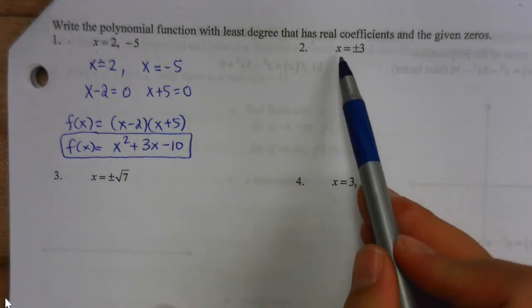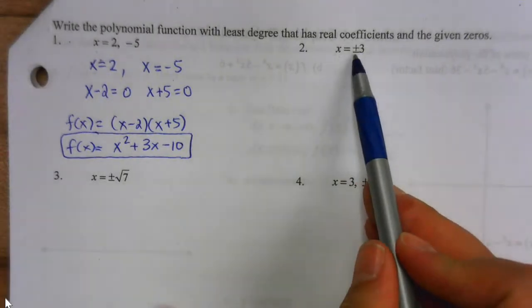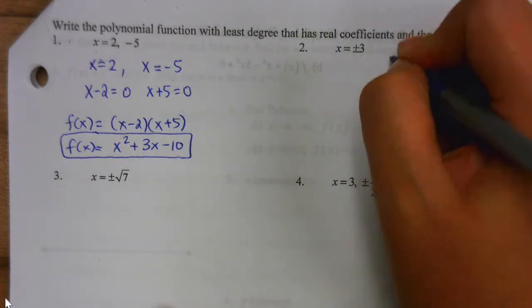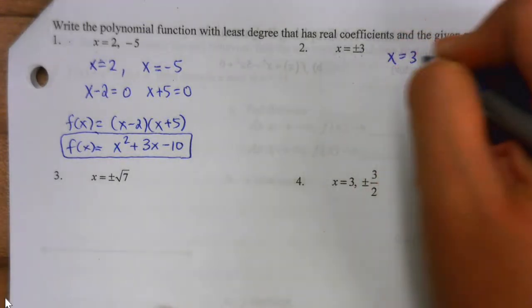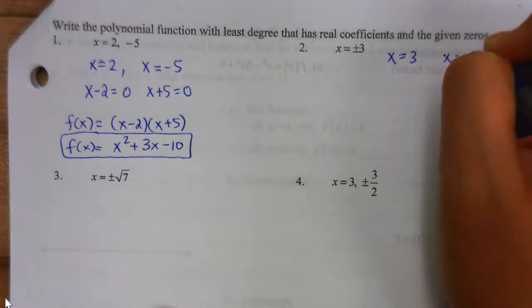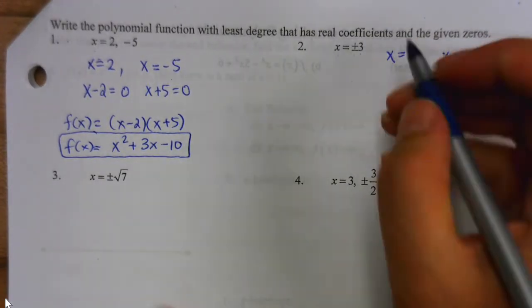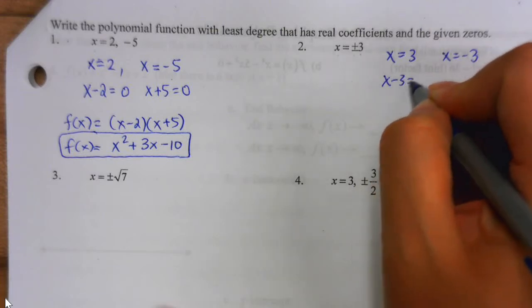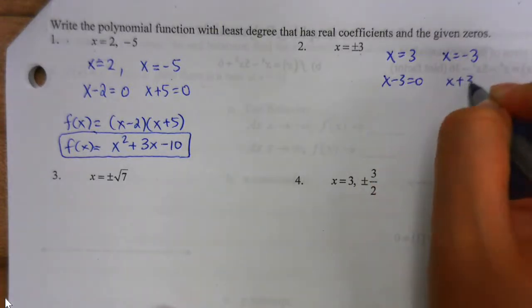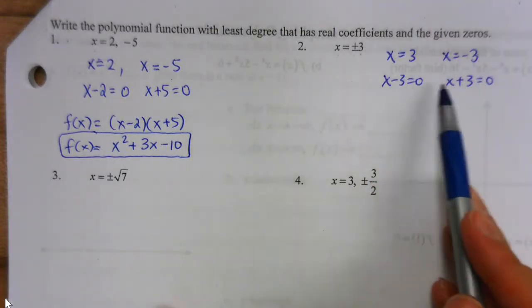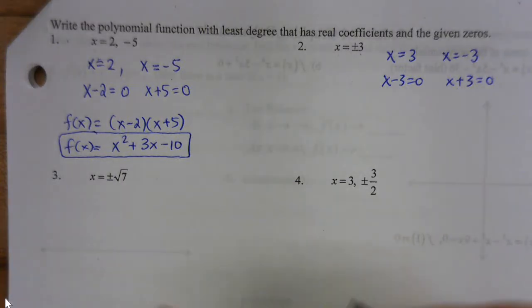So on number 2 here, it says that we have x is equal to plus or minus 3. Again, that is two answers. We have x equals 3 and x equals negative 3. We're going to write them as factors. I have x minus 3 equals 0 and x plus 3 equals 0. And now I multiply the factors together to get to my polynomial.